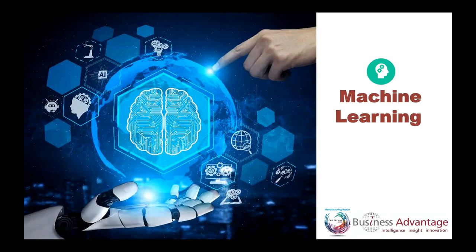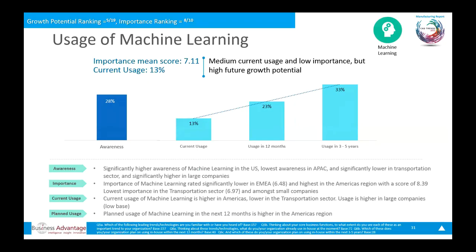Moving on to machine learning. Again, we defined machine learning as an application of artificial intelligence that provides the ability for systems to automatically learn and improve from experience without being explicitly programmed. The importance rating of machine learning has increased over time from 3.8 to 7.11. And whilst current usage is still relatively low at 13%, awareness is growing. It's growing particularly in the Americas region, and usage over the next 3 to 5 years is expected to increase to about 33%. So there's a lot of opportunity there.